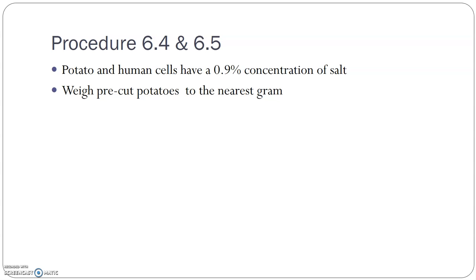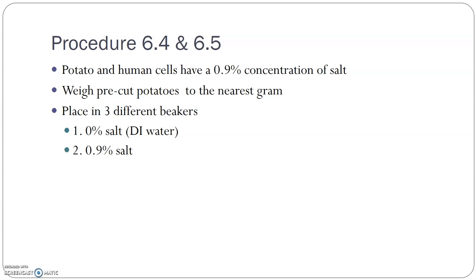We're going to take them to the nearest gram, and then you're going to put them into three different environments. The first is going to be to put it into pure DI water, what we call deionized water, which is a 0% pure water solution. You're going to put the second potato chunk into a beaker that is filled with 0.9% salt.